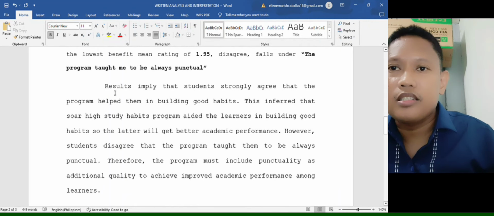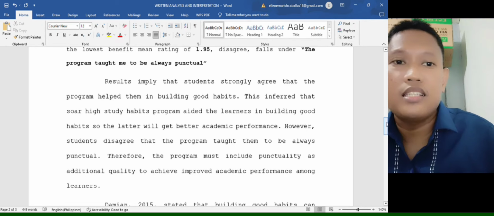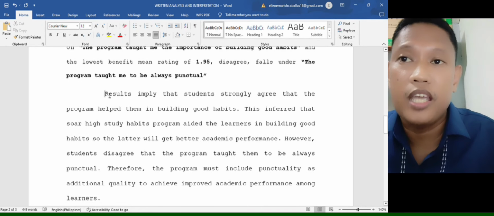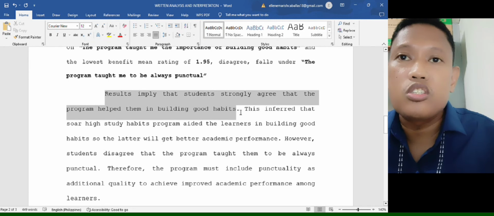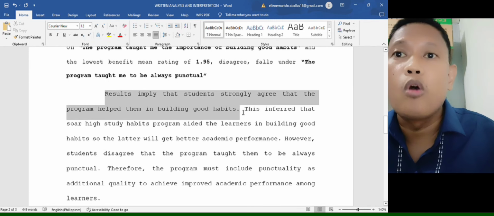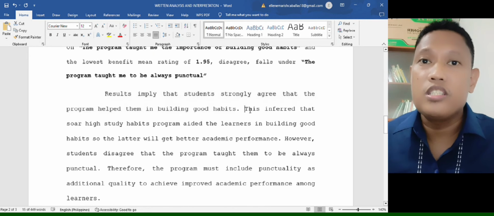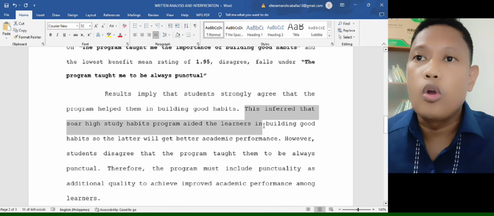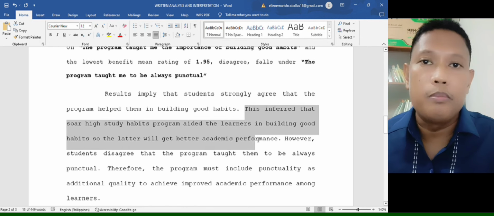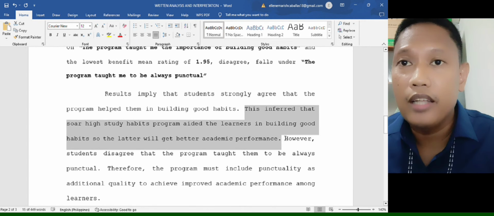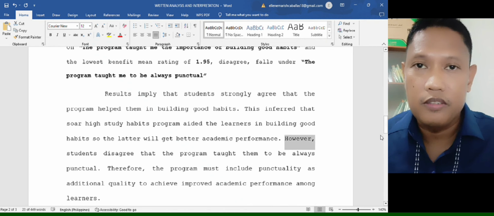Okay? Next, based on these results, what does it imply? What is the implication? So results imply that students strongly agree that the program helped them in building good habits. Okay? So, this inferred that SOAR High Study Habits Program aided the learners in building good habits so the latter will get better academic performance.